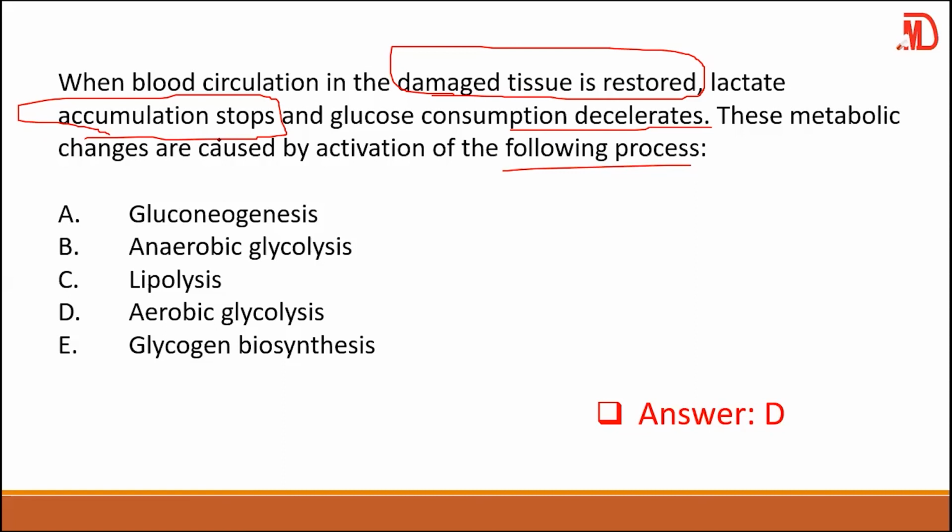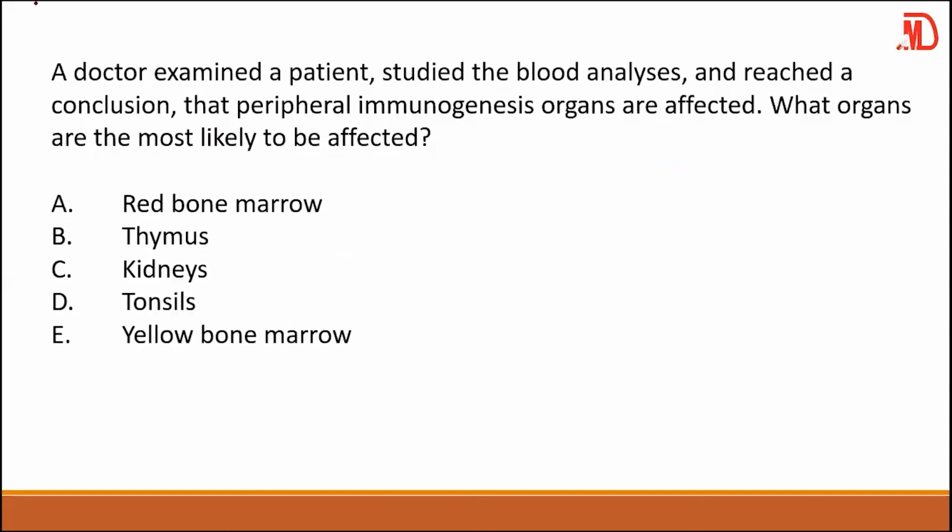You'll not be trying to cram answers. No. Understand it. A doctor examined a patient, studied blood analysis, and reached a conclusion that peripheral immunogenesis organs are affected. What organs are the most likely to be affected? Now, talk about immunogenesis. That means what? Immune system or organs of the immune system.